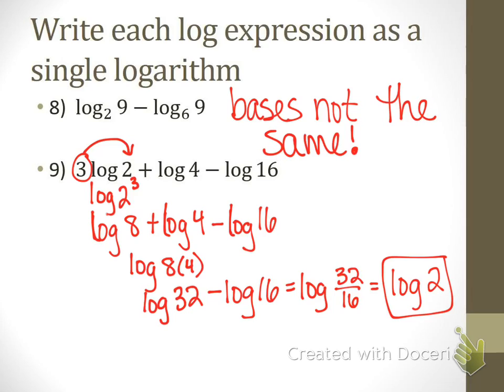Wait, what were the product, quotient properties? Yeah. We used all 3 of them. So the first one we used was the power property. That's how we got the 3 to become an exponent on the 2 at the very beginning. After that, we had to work from left to right. So we started with addition of 2 logs, which is the product property. Finally, we were left with subtraction of 2 logs, which meant we could use the quotient property.